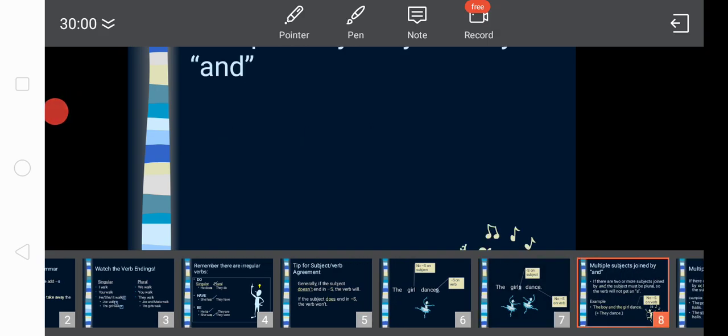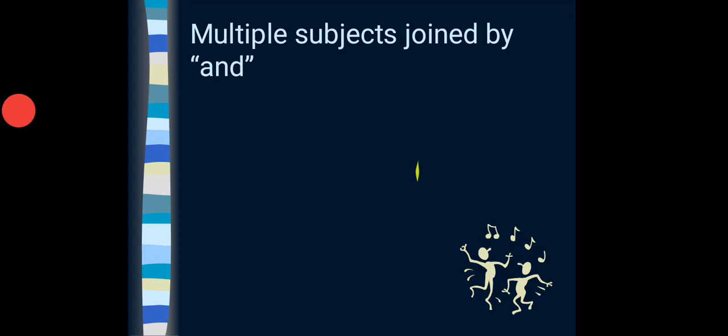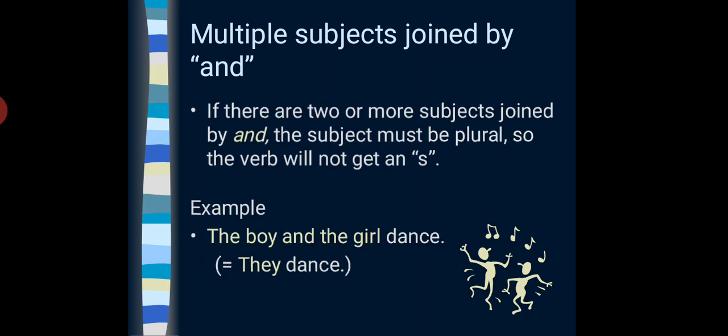Now next one. Now when we have a case where multiple subjects are joined by and, when we have two subjects joined by and. Let's see. If there are two or more subjects joined by and, then the subject must be plural. So in that case the subject will be counted as plural, and the verb will not get an s, that is, the verb will be plural. Like the boy and the girl dance. The boy and the girl dance, because it has become a plural subject, so it is a plural verb, dance.